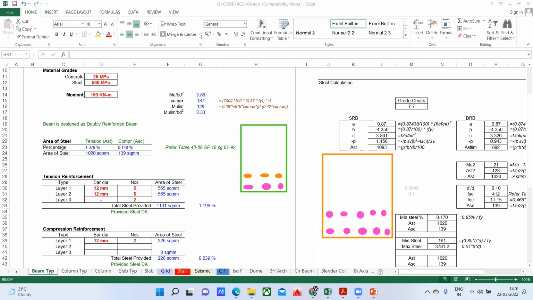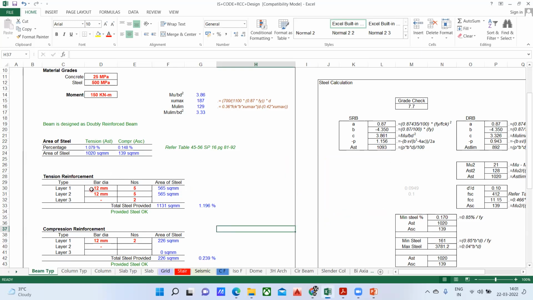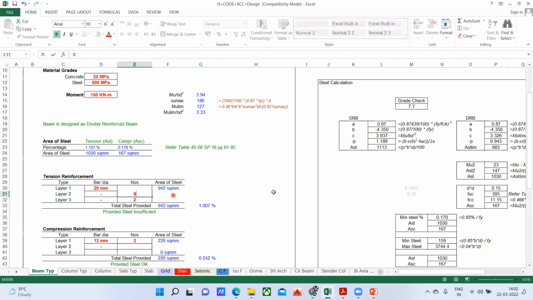Now again, practically this is not possible. We are not going to give so much reinforcement. So what we can do, the best idea is that instead of 12 diameter, go with 20 diameter. So provide 20 diameter 3 bars, or you can provide 25 diameter 3 bars. I hope by this time you got an idea. This is all up to you. You can decide whatever you want.